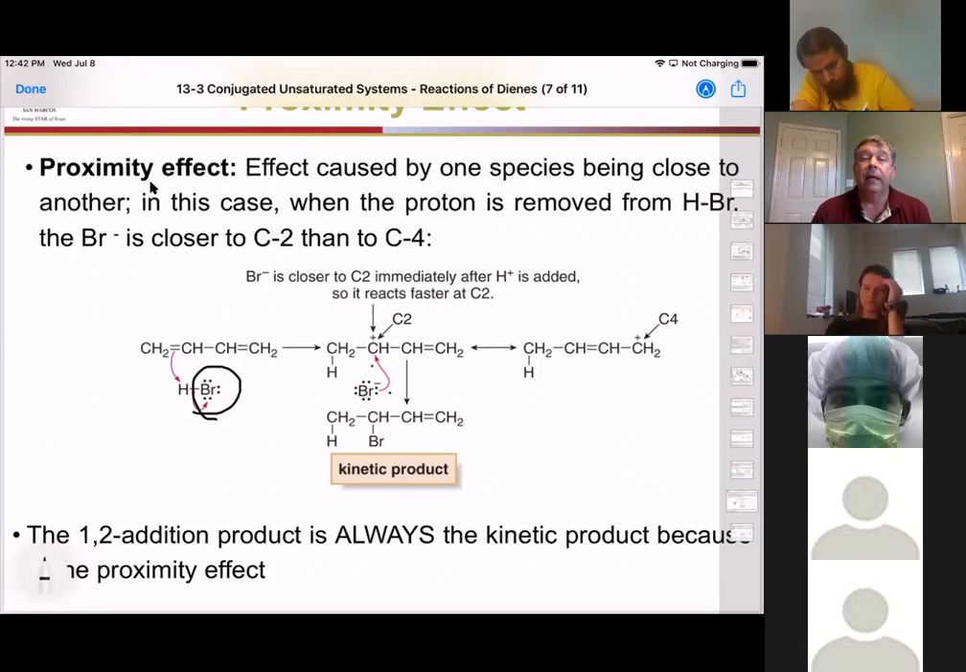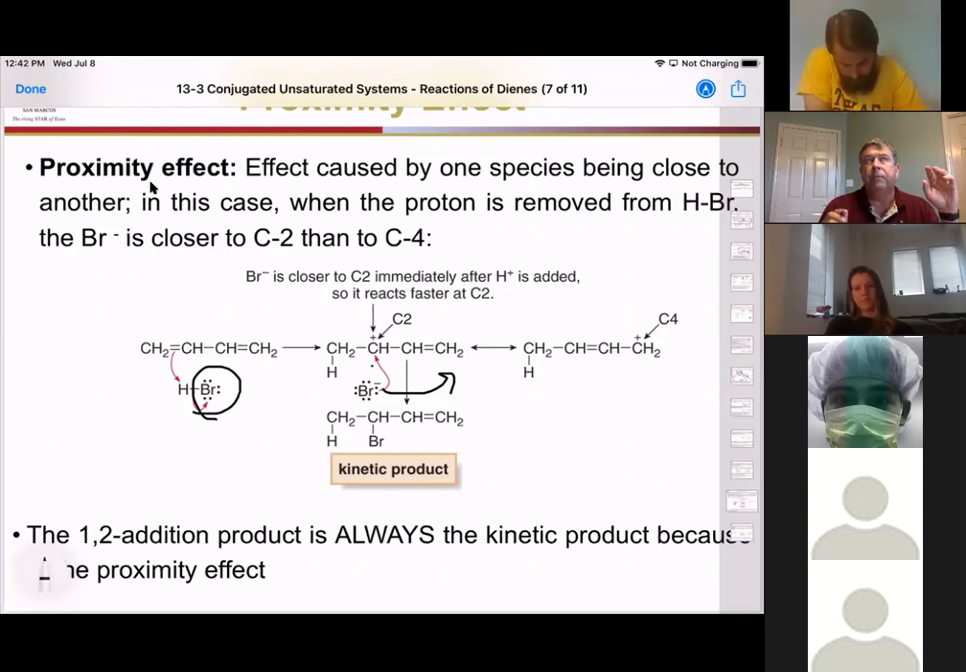However, if you wait, it would have to wait around or transfer, actually literally move 2 carbons over to get to react to the 4 carbon. So it has everything to do with the idea that it already was formed right near that carbocation, and it is electrically attracted to that carbocation. Therefore, the proximity effect drives the kinetic product.